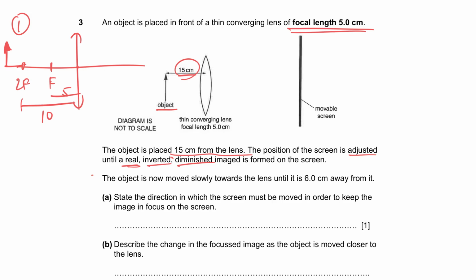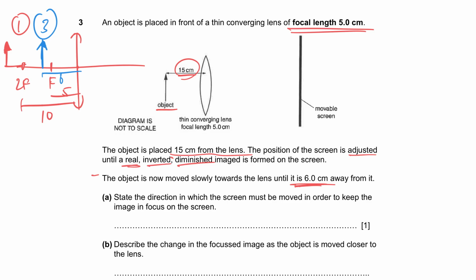Alright, now they give you the second scenario where the object is moved slowly towards the lens until it's 6 cm. Now, that's important. You must know that the second scenario they're talking about is somewhere around here where this is 6. So you should know that it's between F and 2F, and you know straight away this is the third scenario, and the image you get will be real, inverted, and magnified, like the projector in your classroom. You should know that by your fingertips by now.